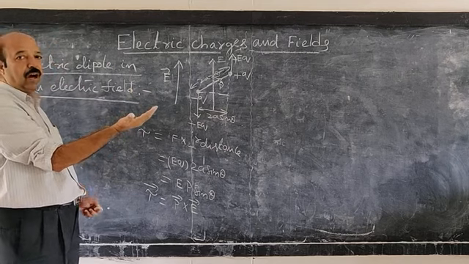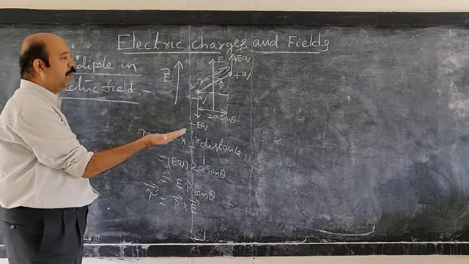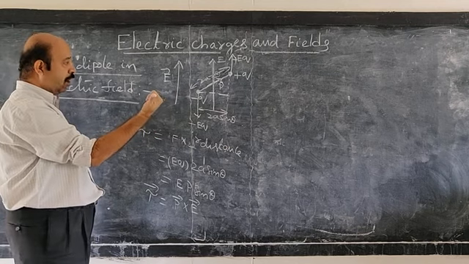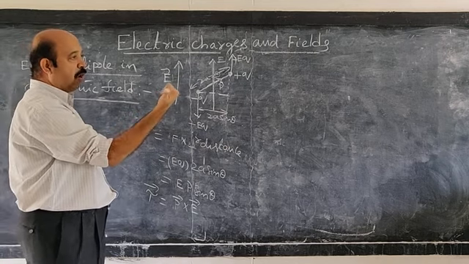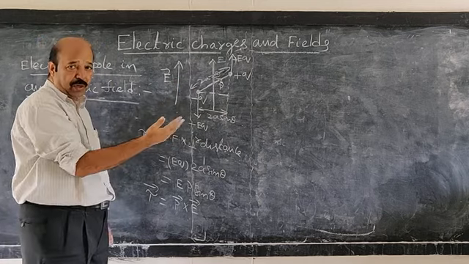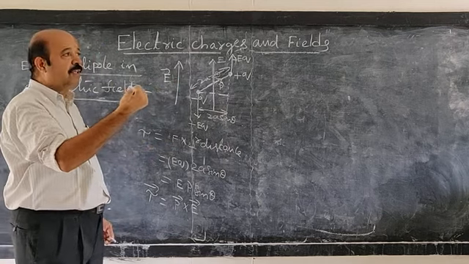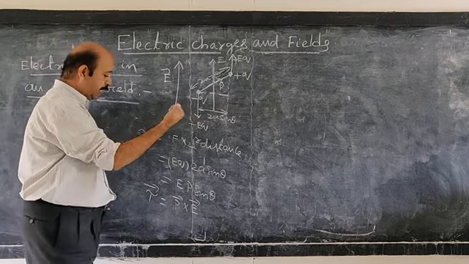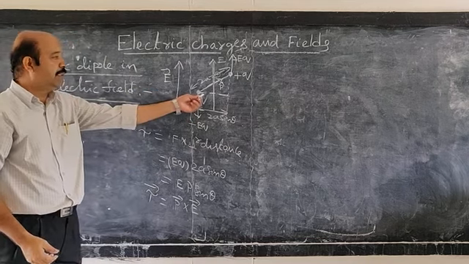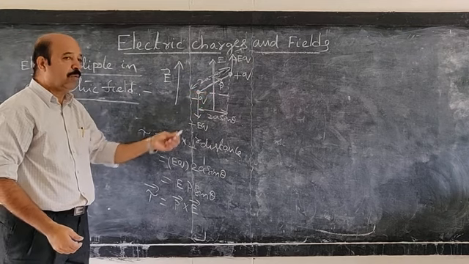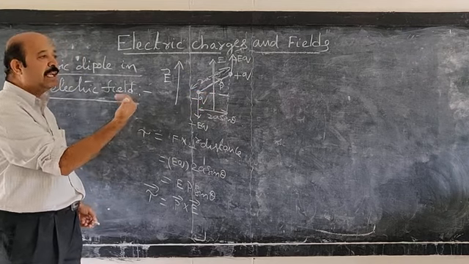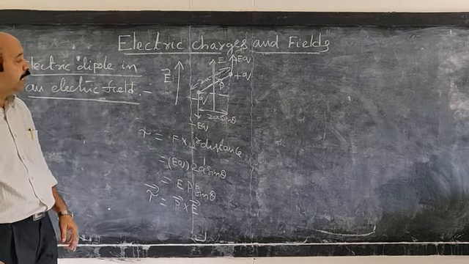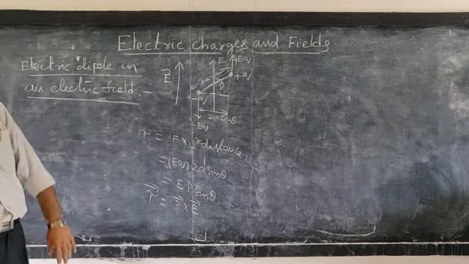So you know how to use the right hand thumb rule. Therefore, if you curl your right hand fingers like this, the torque will be along the outward drawn normal to this board. If you are using a paper, it will be out of the plane of the paper. So that is the direction of the torque acting on the dipole. So the dipole will try to align itself in the direction of the electric field. This is in the case of uniform electric field.